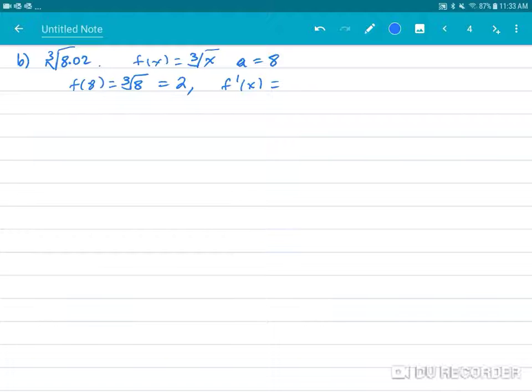We also need f prime of a, 8, and f prime of x is 1 over 3 cube root of x squared, and in this case f prime of 8 is 1 over 3 times cube root of 8, which is 2 squared is 4, so 4 times 3 is 12.